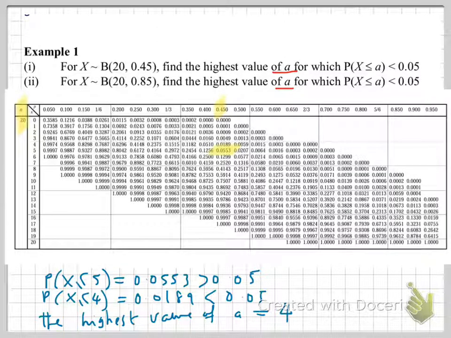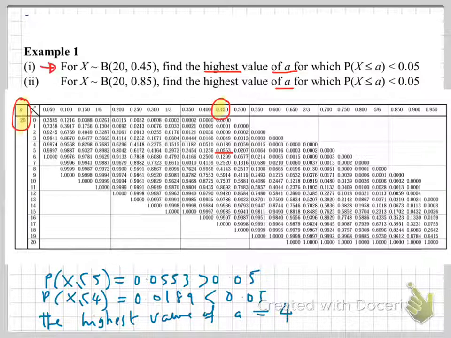Let's look at the first question, where we've got X is binomially distributed with n equals 20 and p 0.45. So here's our table, 0.45. We want to find the highest value of A for which the probability X is less than or equal to A equals 0.05. So we can see 0.05 lies, 5.3 lies there, where X equals 5.